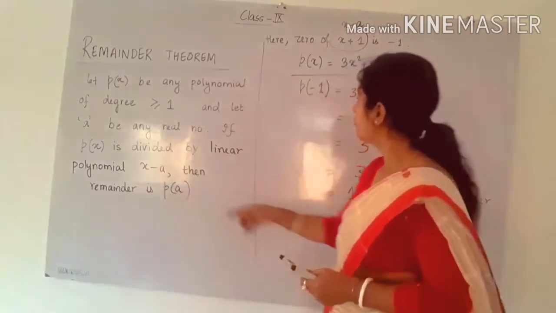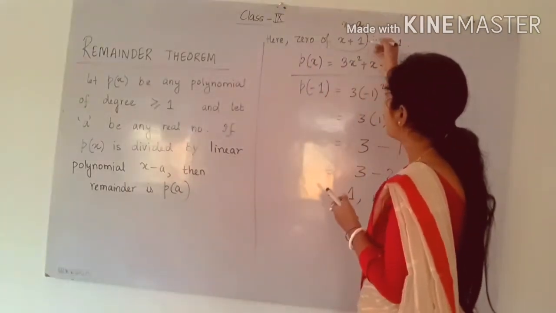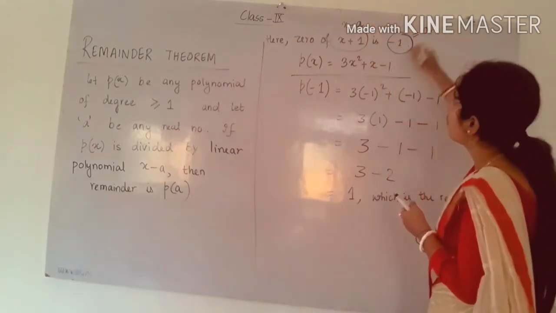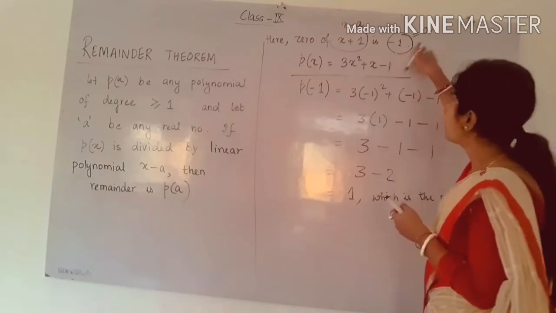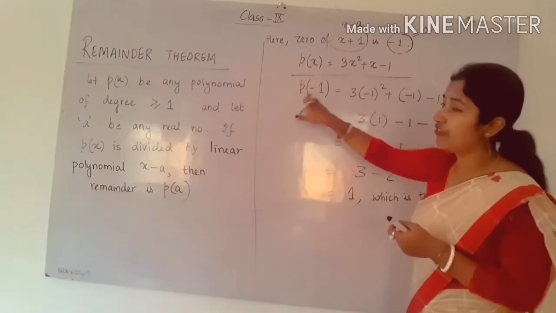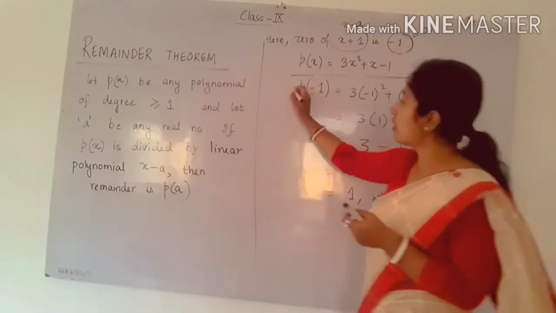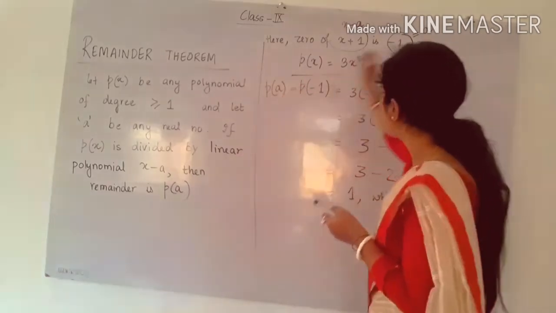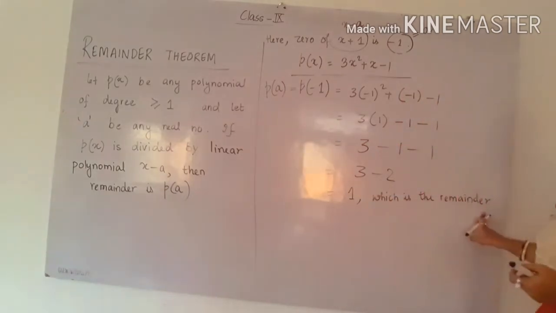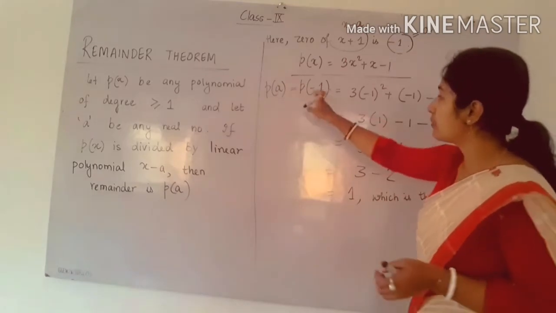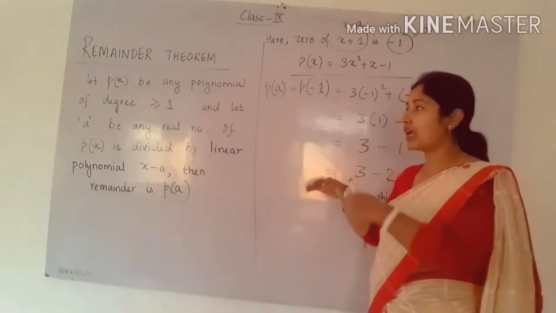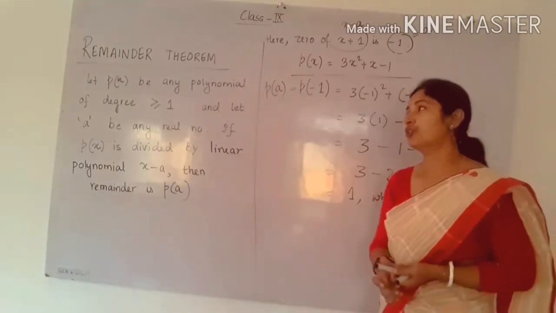So what is p(a)? Here you have to find the value of a. By putting x plus 1 equal to 0, the value of a here is minus 1. So by putting the value of a in the given polynomial, we get p(minus 1). p(minus 1) is p(a), because the value of a is minus 1. So p(a) is equal to 1, which is the remainder of this polynomial. So p(a), that means p(minus 1), is the required remainder. What we did in the example is all written in the remainder theorem.